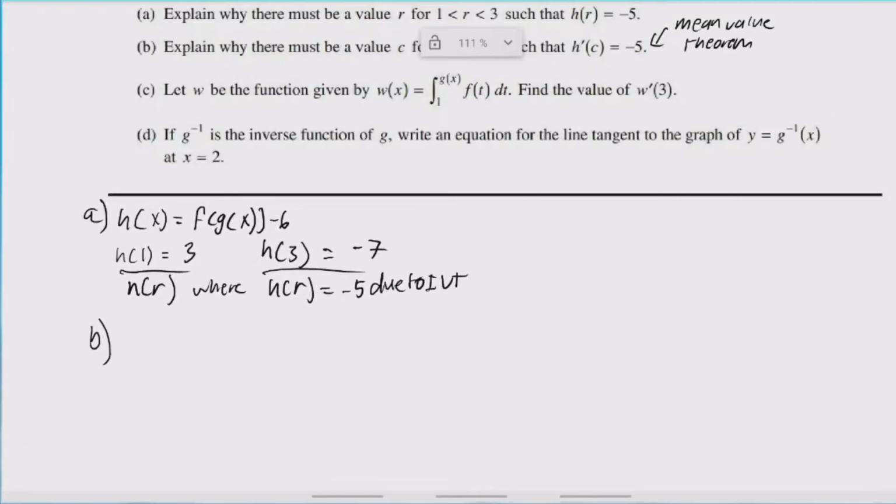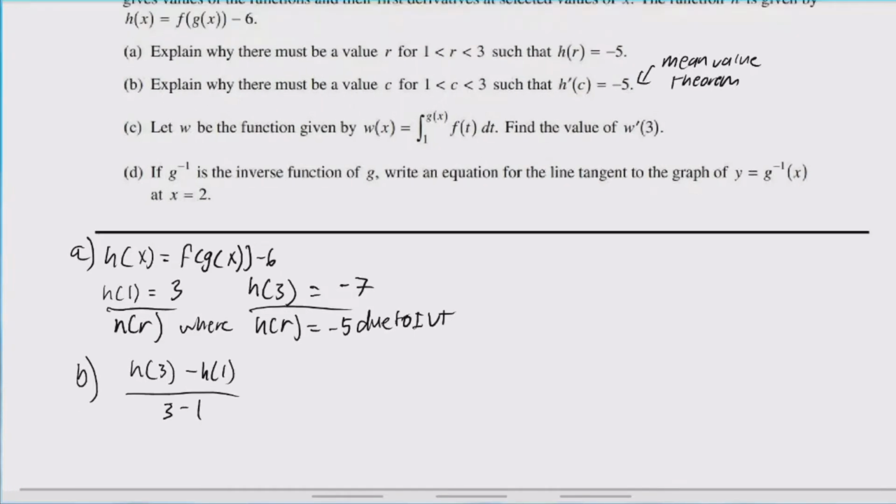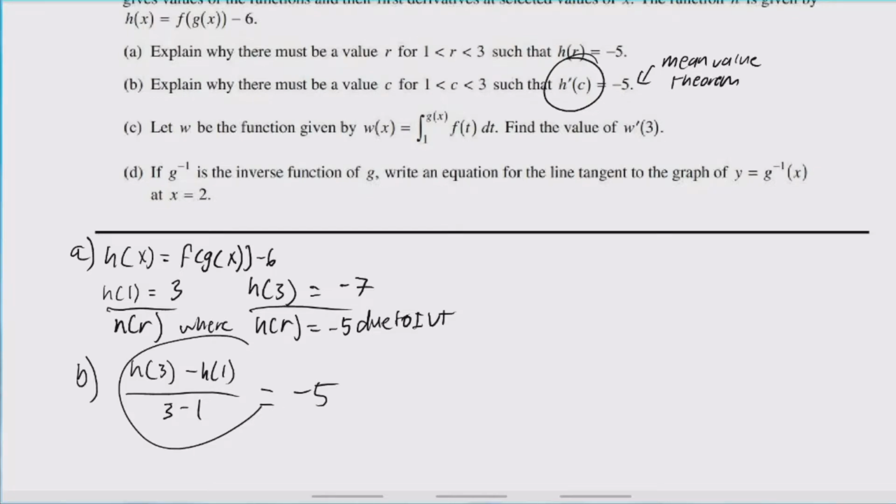And basically what you're going to be doing is you're going to take the average rate of change. So you're going to take h of 3 minus h of 1 over 3 minus 1. Again, this is your secant line slope, your average rate of change. And then you're going to say this has to be equal to -5 somewhere. And then you're going to find it, and it's probably going to be -5. And then in which case you can use MVT, which says that your instantaneous rate of change must equal your average rate of change somewhere, or your mean rate of change, basically.